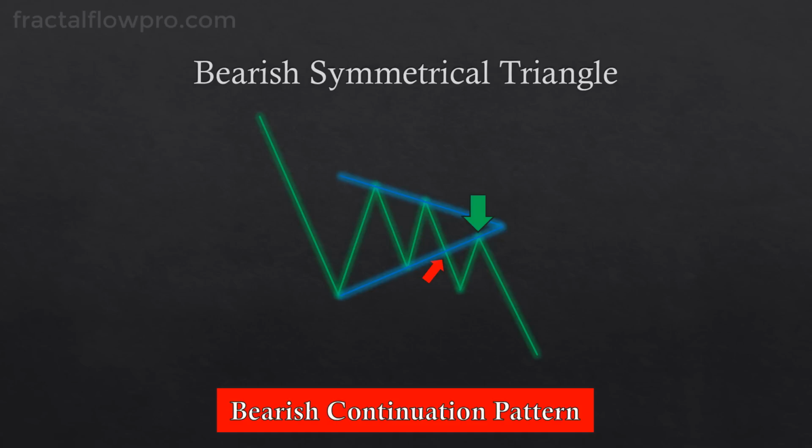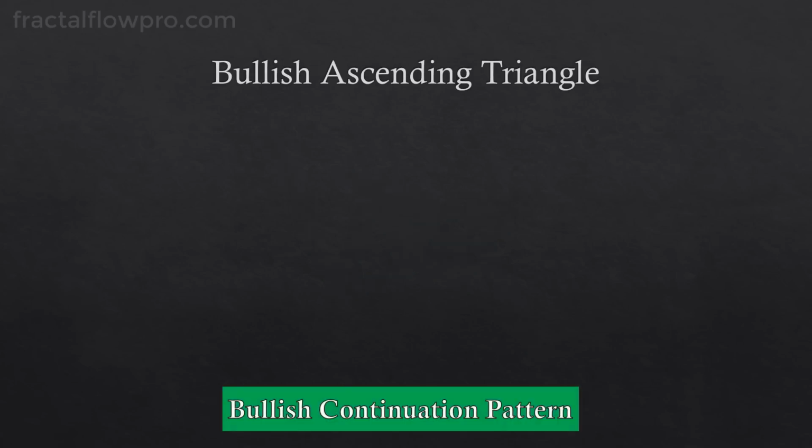The next pattern is the ascending triangle, which only has a bullish variation. The difference between a symmetrical triangle and an ascending triangle is that in the latter, the highs form a horizontal line and the lows form an upsloping line.